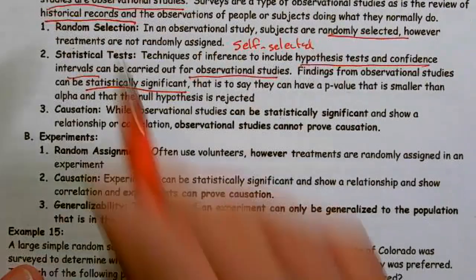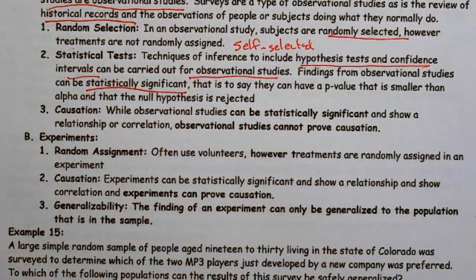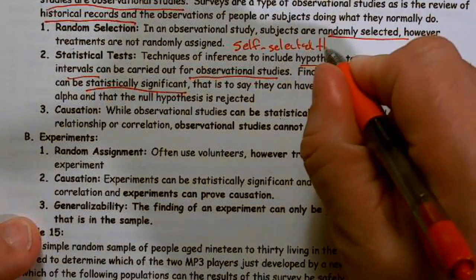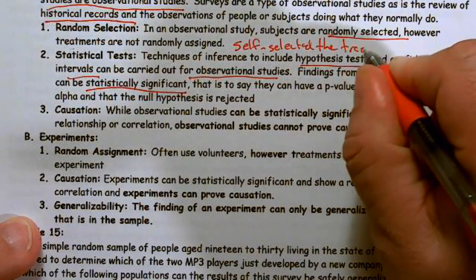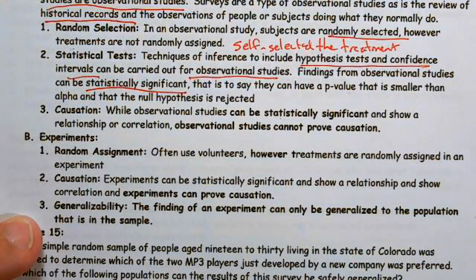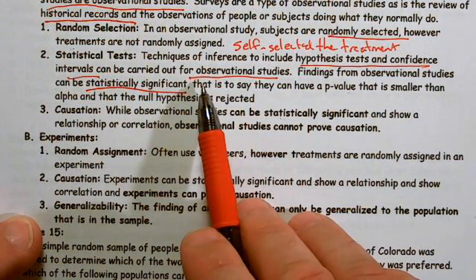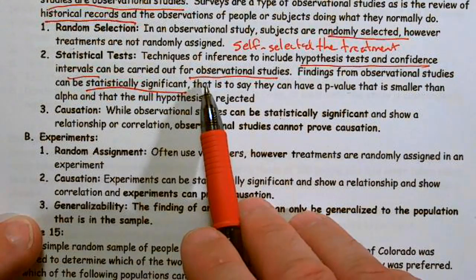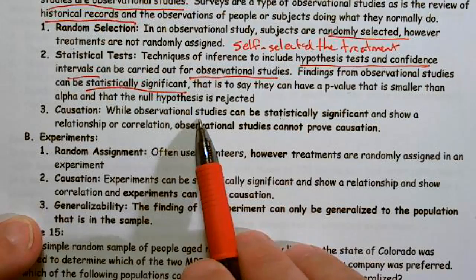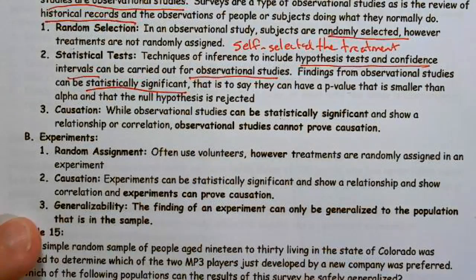All right, so that's our observational studies. Once again, they were randomly selected for the study, but you self-selected the treatment. The individual chose their treatment because they're already doing it. You can perform statistical tests, hypothesis tests, and confidence intervals. They can be statistically significant. However, they cannot show causation, right? Observational studies cannot prove causation.